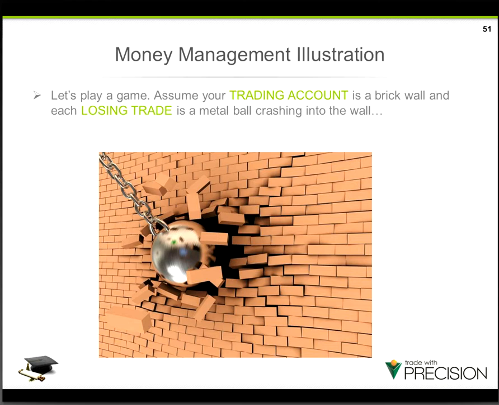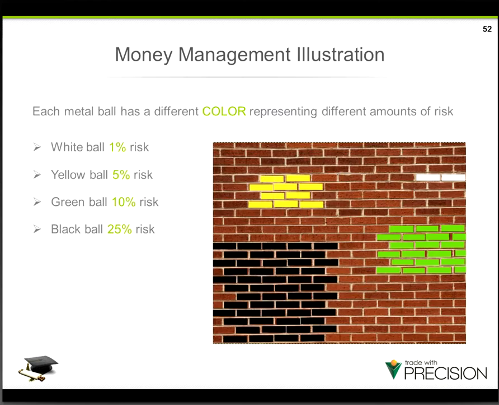So what we've done here is color code how much damage each wrecking ball can cause to our account, or to this wall. Each wrecking ball has a different color and represents varying amounts of risk. We have these divided up into basically 4 groups of risk, spanning 1% on the low end to the high end of 25%.